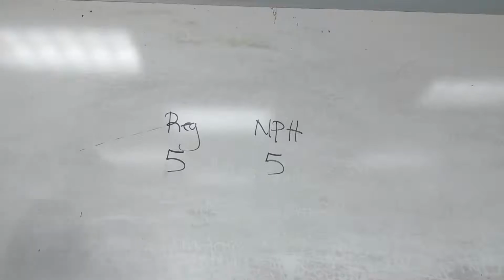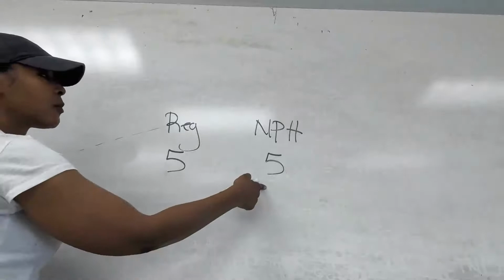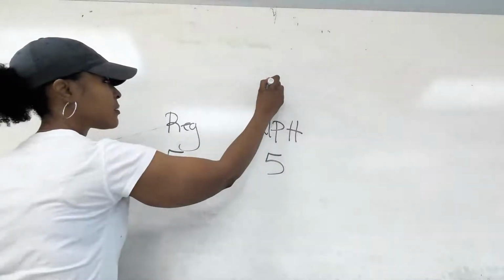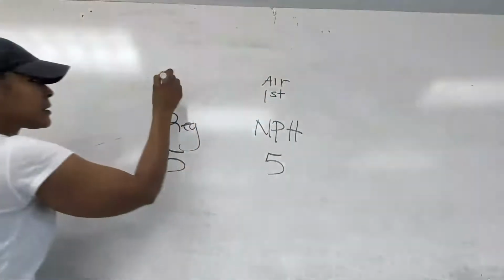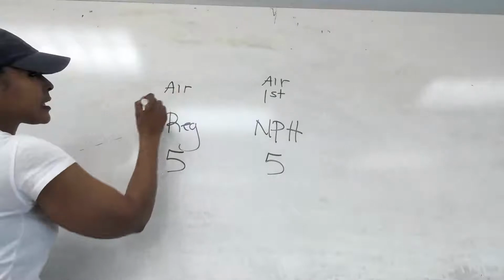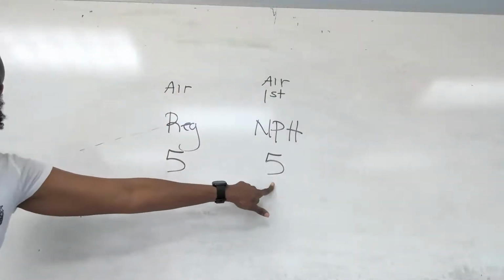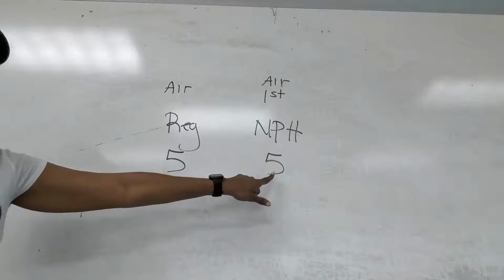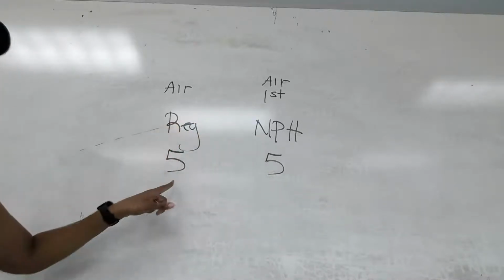To inject air, inject equal amounts of air equal to the dosage. So where do we inject air first? Well, in the cloudy one. So we inject air here first, air second, right? Now here's the thing. Why do we inject air in the cloudy first? That's concentrated. It's because we don't want any NPH to get into the regular.